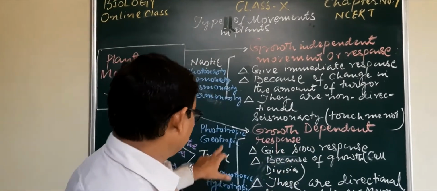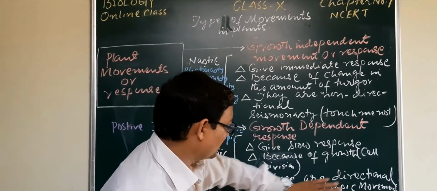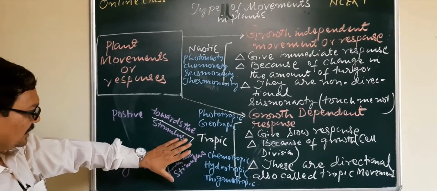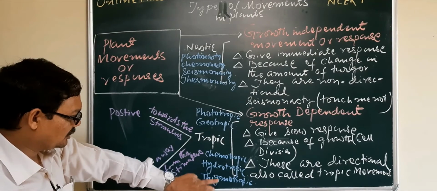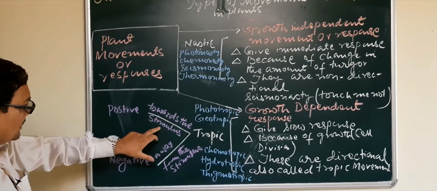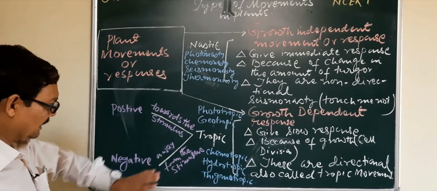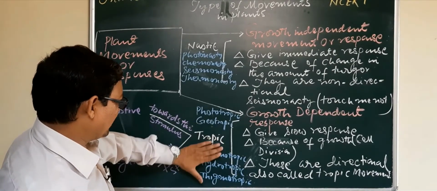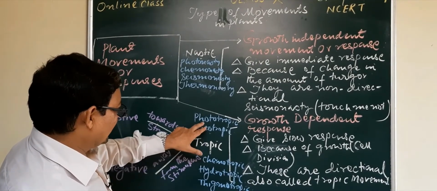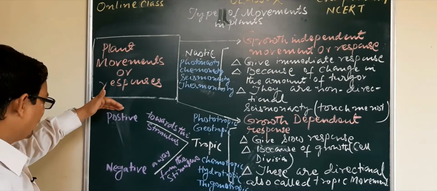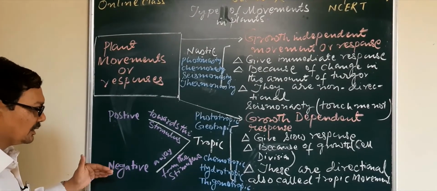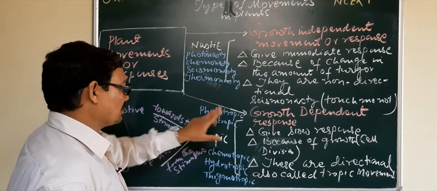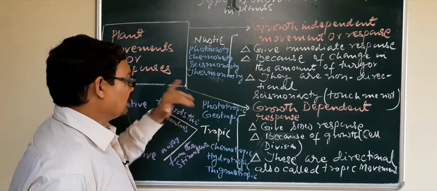The growth-dependent response, that is the tropic, gives a slow response because of growth and cell division. These are directional movements, also called tropic movements. And what are the types of tropic movement? Phototropic, geotropic, chemotropic, hydrotropic, thigmotropic. Movement towards the stimulus is positive, and movement away from the stimulus is negative. In all the different cases, except thigmotropism, you can give examples of both positive and negative: the shoot system is positively phototropic, while the root is negatively phototropic.